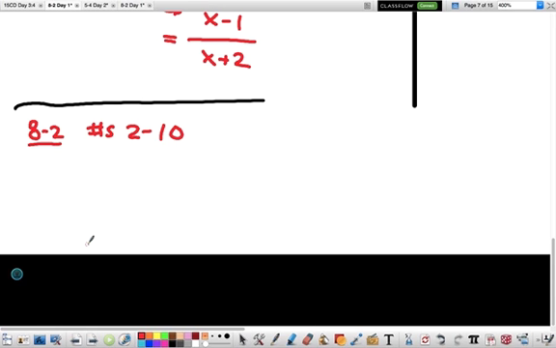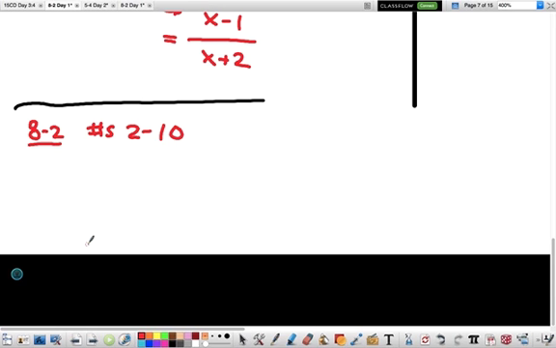Is there a way you could ever factor 10? Yes, 2 times 5. Is there a way you could factor like a monomial? A monomial? Yeah, so if you have y to the power of 5.